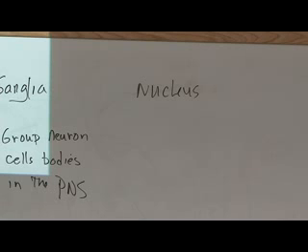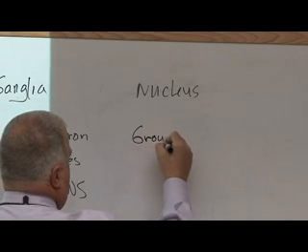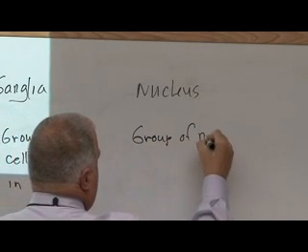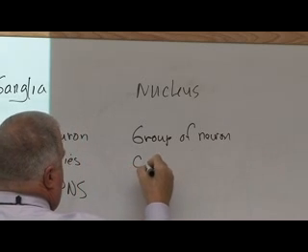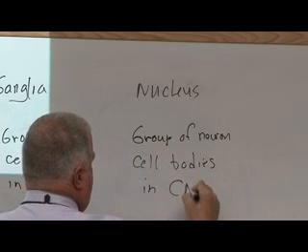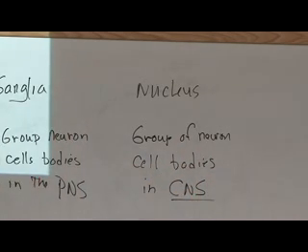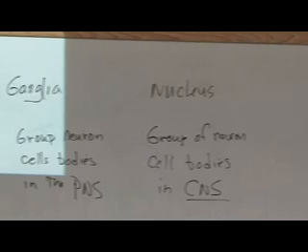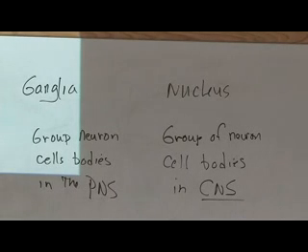So if we have a group of neuron cell bodies in the CNS, then we call it a nucleus. So English must be fun to learn, right? Nucleus with 3 different definitions for the same word. But the common theme is it's a group of something, right? Okay. All right.